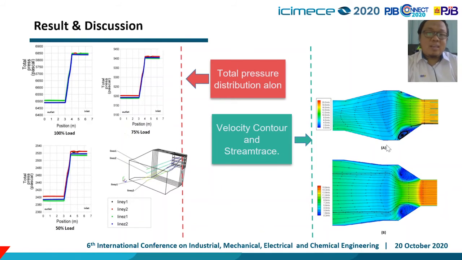And the right side picture is the velocity contour and stream trace. We can observe some secondary flow here. The upper picture is the side view of the duct, and the lower picture is the top view of the duct. We can observe that the secondary flow is caused by the sudden change of the geometry of the duct.